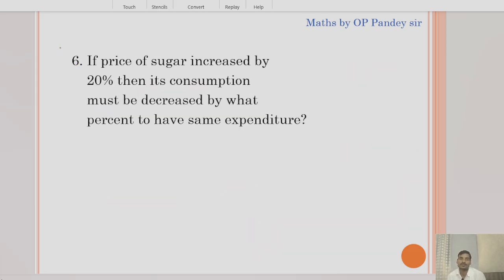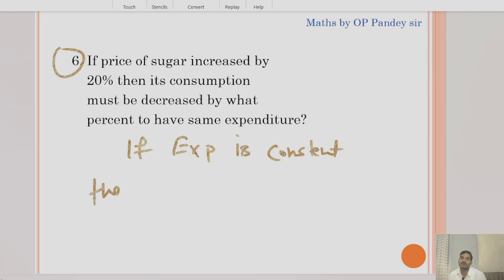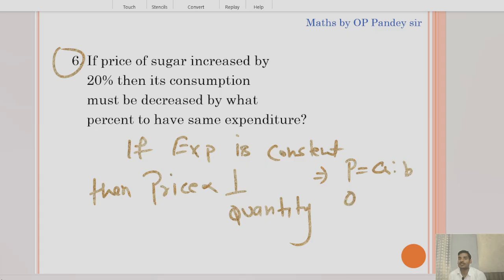Question number 6. This question is based on price, consumption and expenditure. So let's see one concept. If expenditure is constant, then price and quantity are inversely proportional to each other. So if the price ratio is A ratio B, then the quantity ratio is B ratio A.